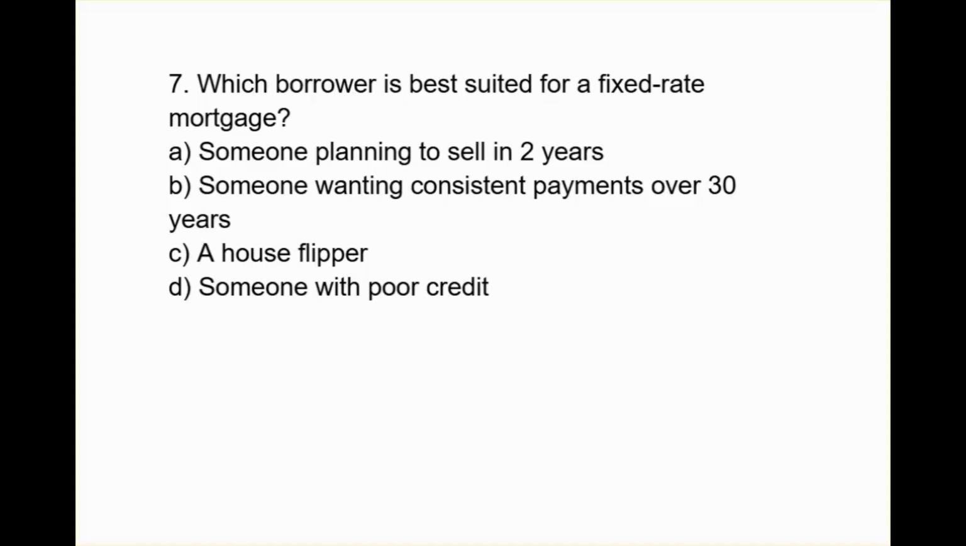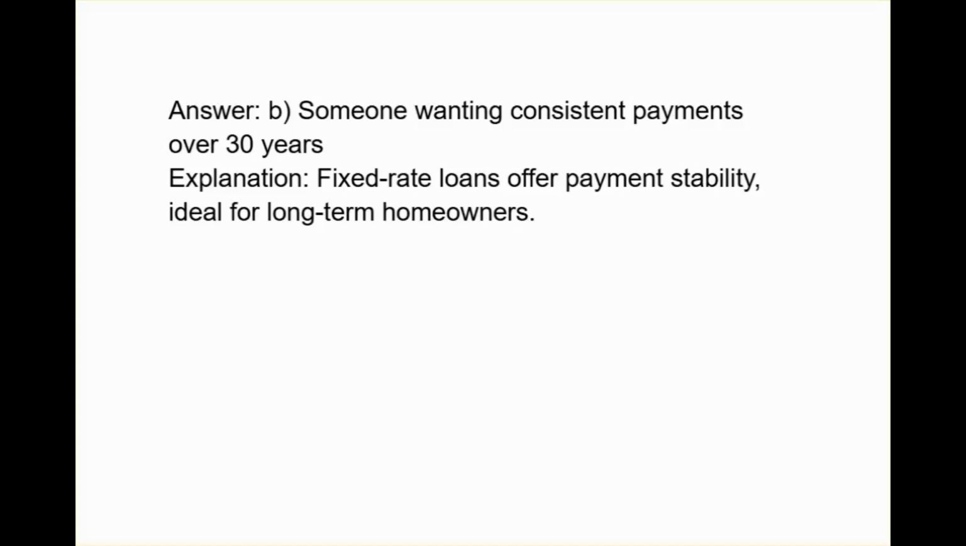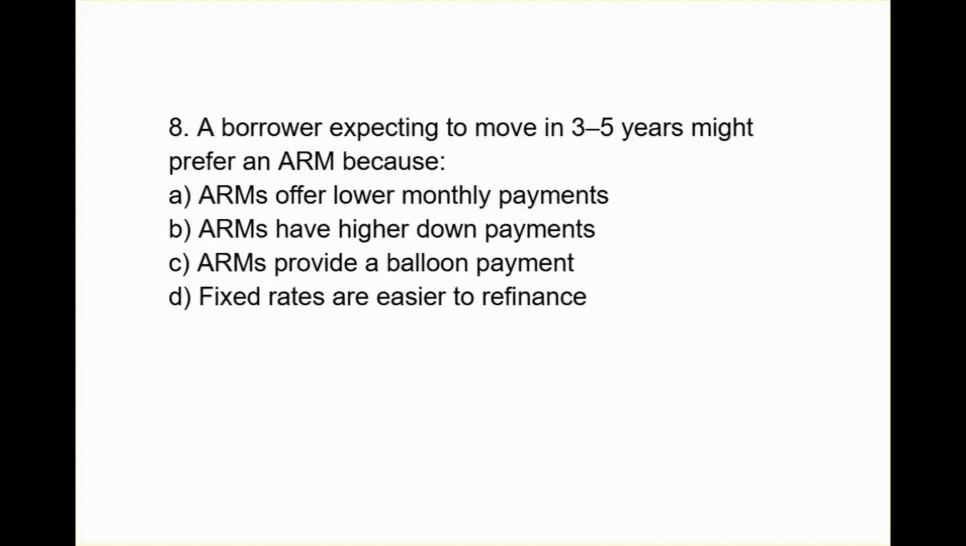Which borrower is best suited for a fixed rate mortgage? A. Someone planning to sell in 2 years. B. Someone wanting consistent payments over 30 years. C. A house flipper. D. Someone with poor credit. B. Someone wanting consistent payments over 30 years. Fixed rate loans offer payment stability, ideal for long term home buyers.